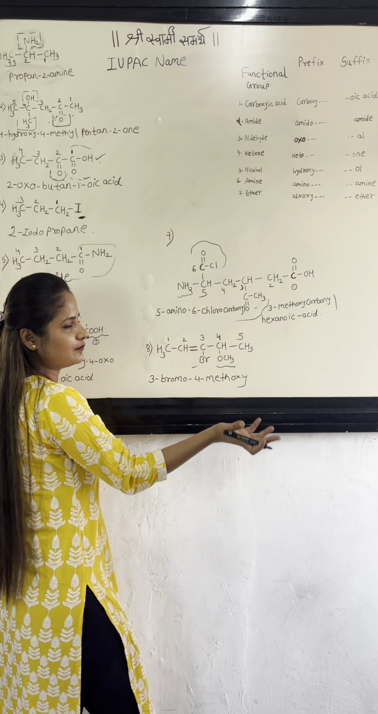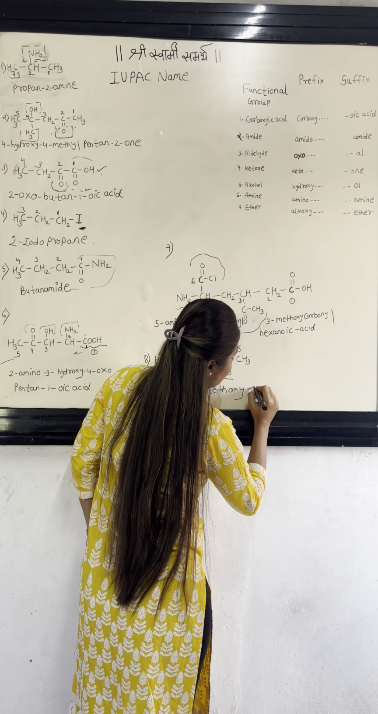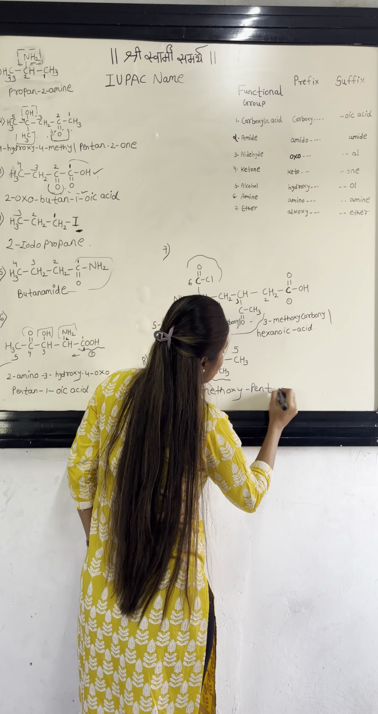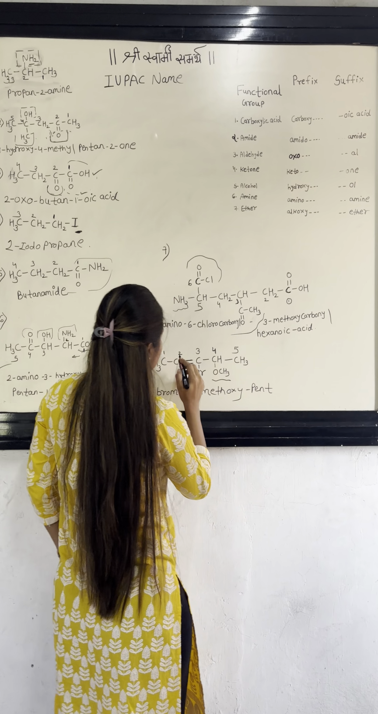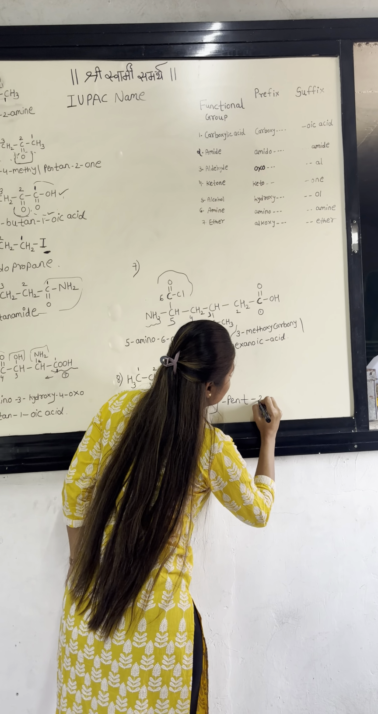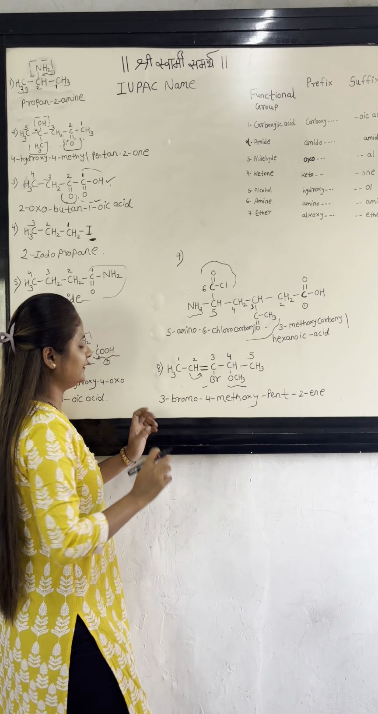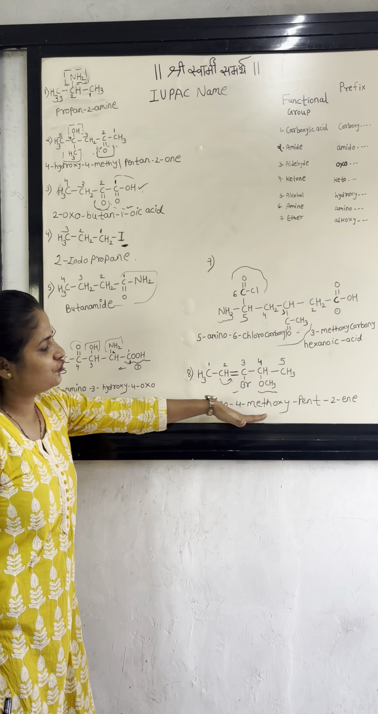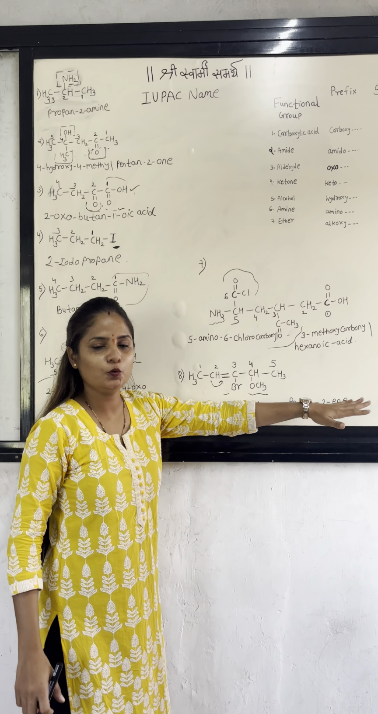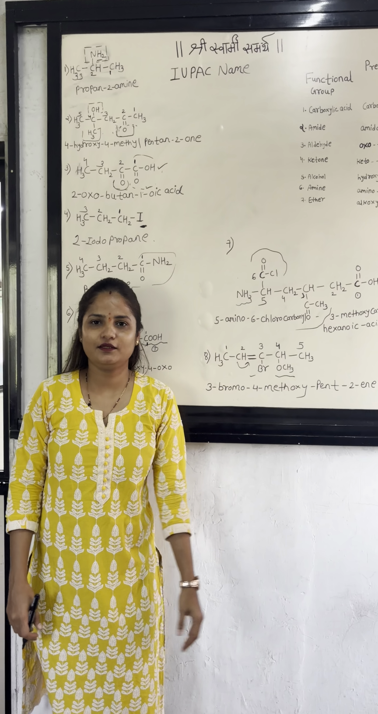So it is a 5 carbon chain. It is as simple as pent. The double bond is after the second carbon. So we have to write pent 2 ene. So alkene. So its name is 3 bromo 4 methoxy pent 2 ene. Okay. Thank you.